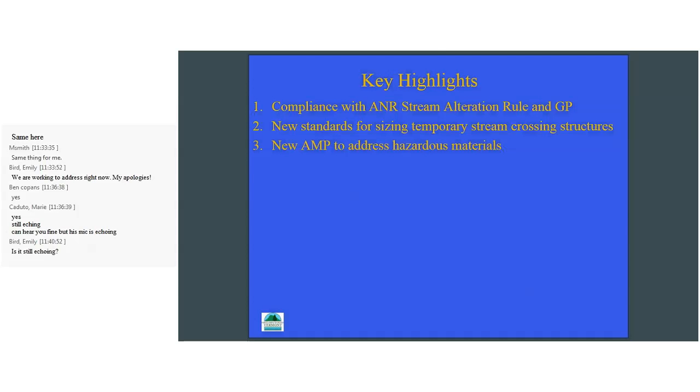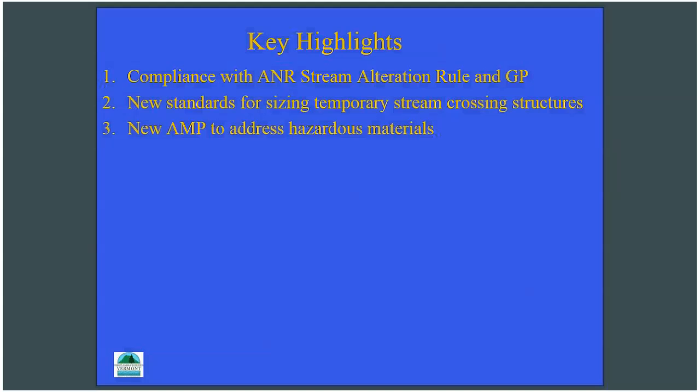As I mentioned earlier, there was no AMP in the Orange Book that addressed the management of petroleum products and other hazardous materials on logging operations. The new AMP states that petroleum products and other hazardous materials shall be stored only outside of forest buffers and shall be removed immediately upon completion of logging.